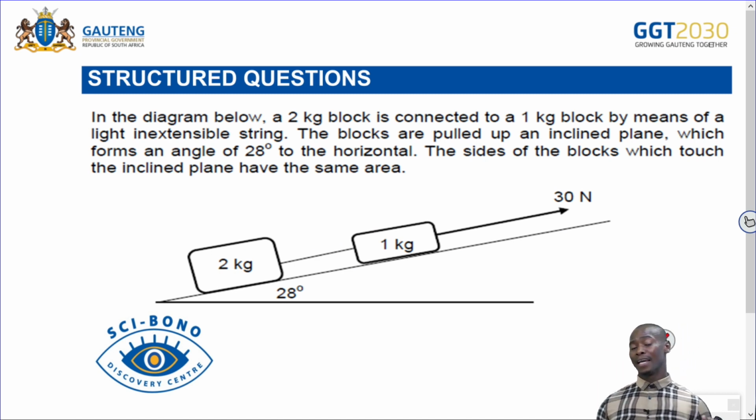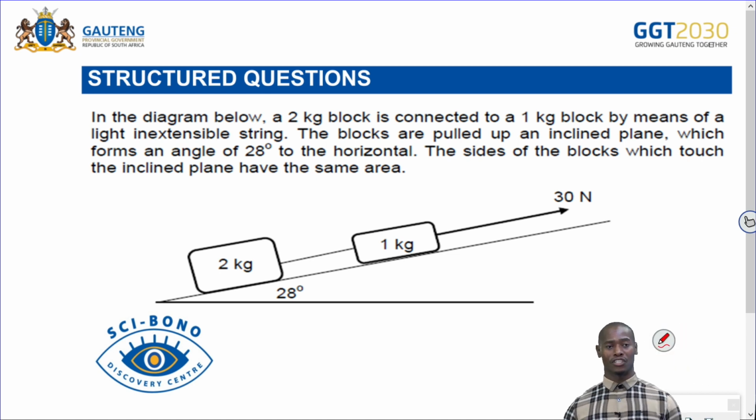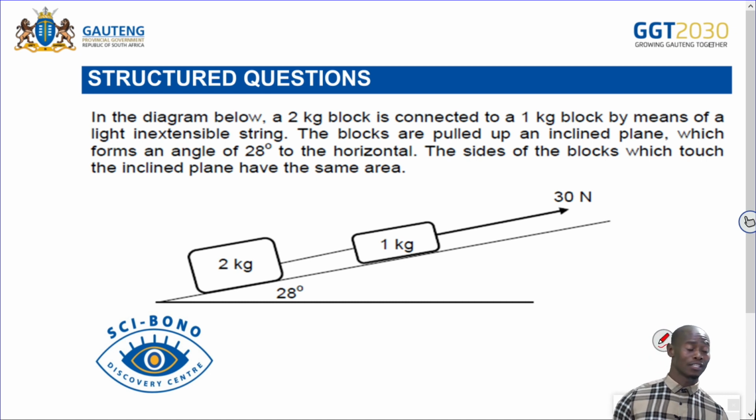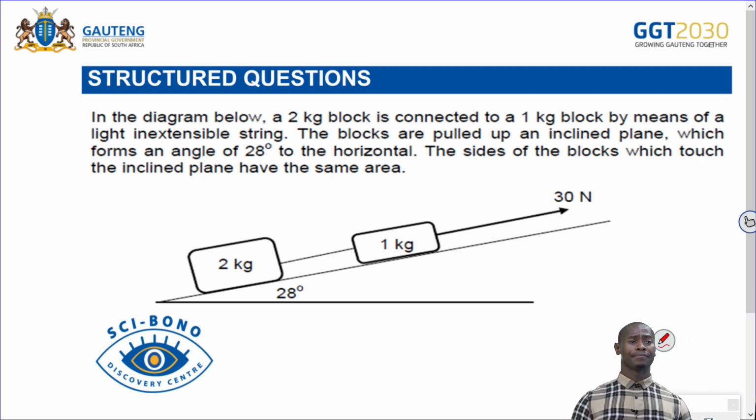So now you can see the difference between the structured question number 1 and this structured question. You can see now we are dealing with an inclined plane, and we are having how many objects here? 2 objects connected by a light inextensible string. All right. So in the diagram below, a 2 kilogram block is connected to a 1 kilogram block by means of a light inextensible string. The blocks are pulled up the incline, which forms an angle of 28 degrees to the horizontal.